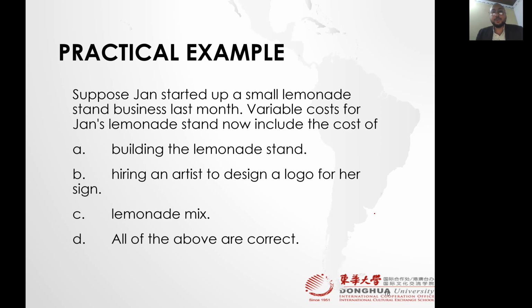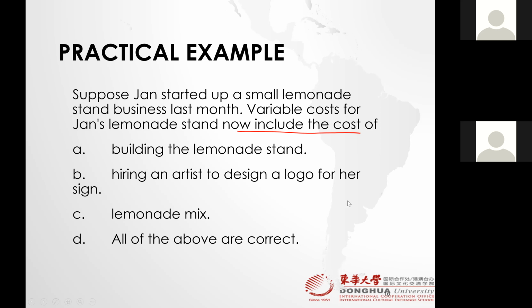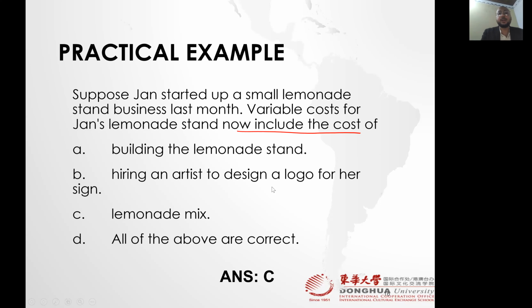Okay, suppose Jan started up a small lemonade stand business last month. Variable cost for Jan's lemonade stand now includes the cost of... Can you find out the variable cost here? The lemonade mix. Well done. Why? Because you build the stand only once, and whether you produce 200 lemonades or 300 lemonades, the cost of building the lemonade stand does not change.